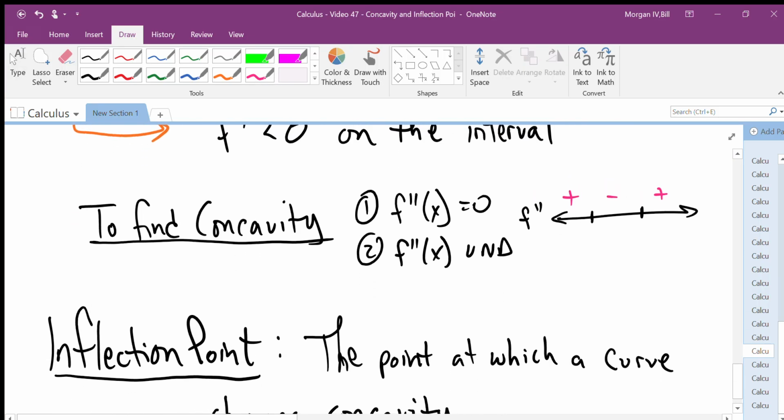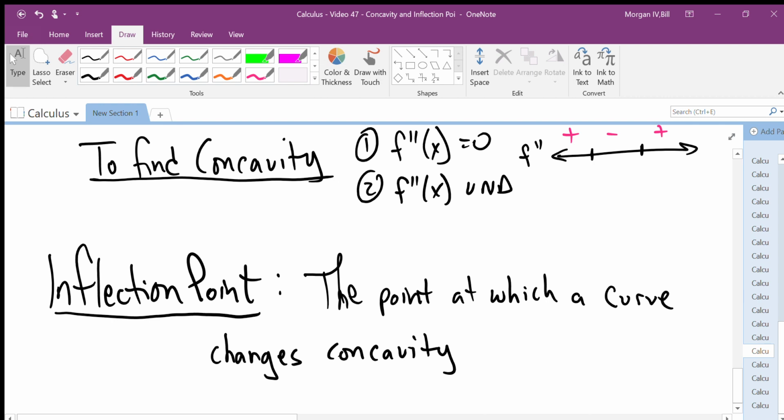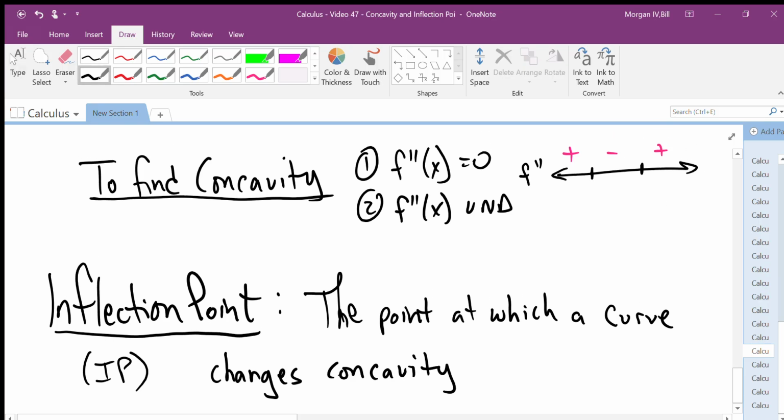And then the point at which the curve changes concavity is called an inflection point. An inflection point, the point at which the curve changes concavity, and you may see me refer to inflection points as IP, inflection point. If my little graph over here really was where it's positive, negative, positive, concave up, concave down, concave up, that would mean that both here and here would be inflection points, because those are points at which the curve changes concavity from concave up to concave down, or from concave down to concave up.